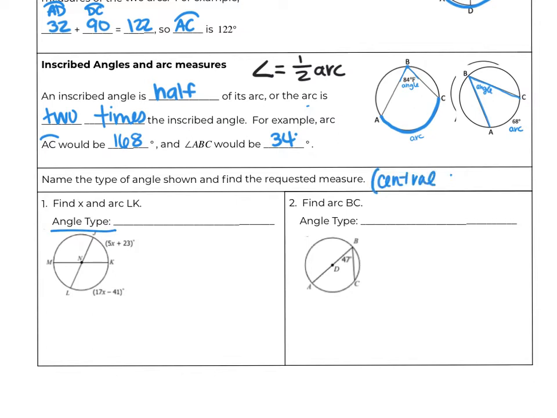Central or, what's the other? Inscribed. So on 1 through 10, they don't all have an angle type, but any of them that say angle type, write which one it is, okay? And then we'll come back and check them.